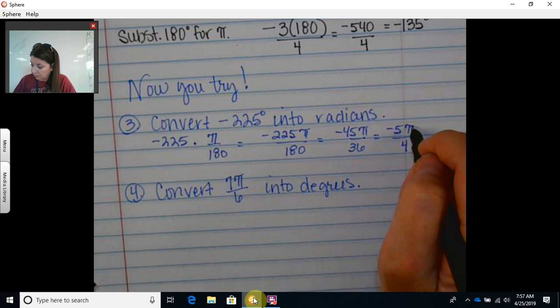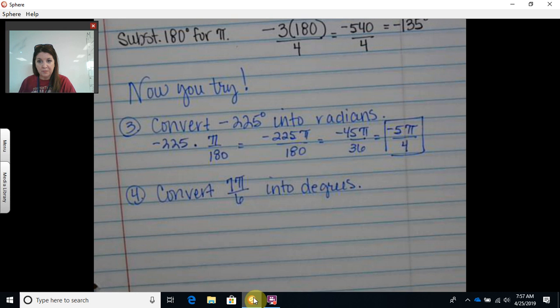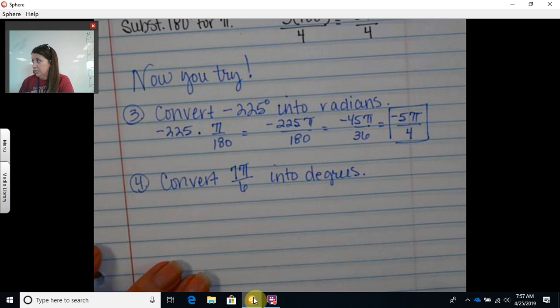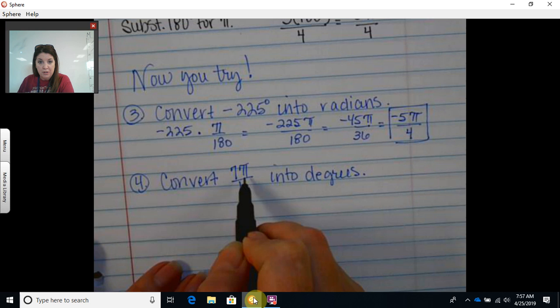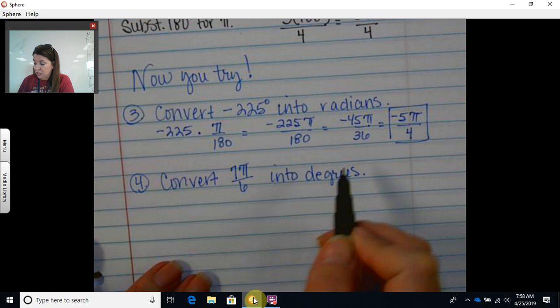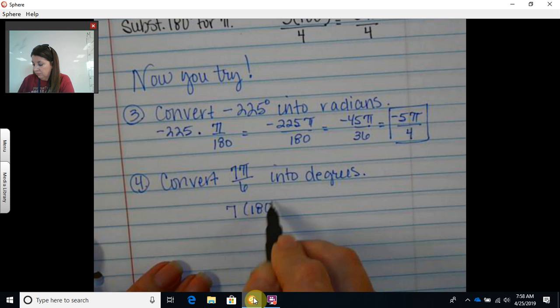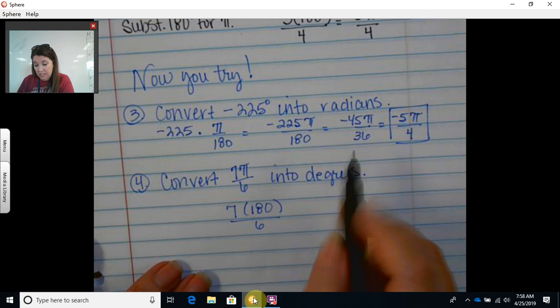Everybody cool with that? All right, how many degrees is 7π/6? 210. 210, that's what I got as well. So remember, radians to degrees, you just substitute 180 for pi. So 7 times 180 is 1,260.